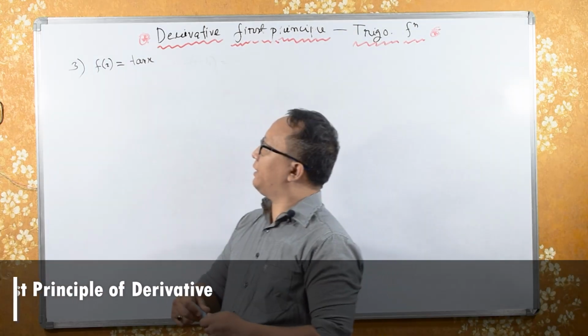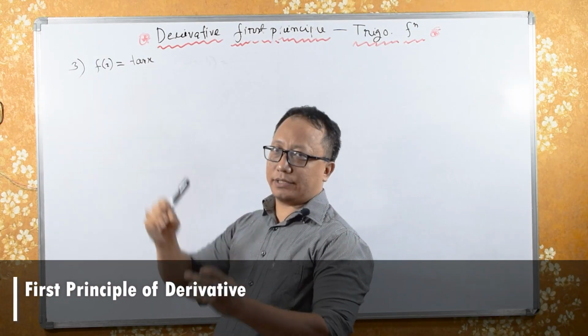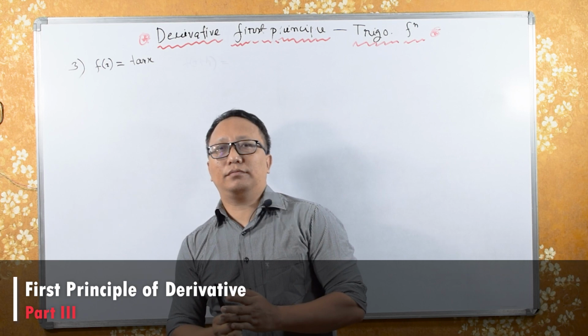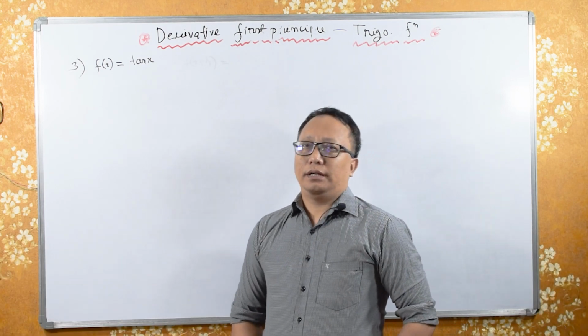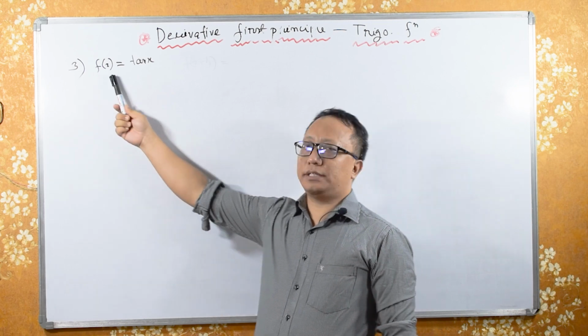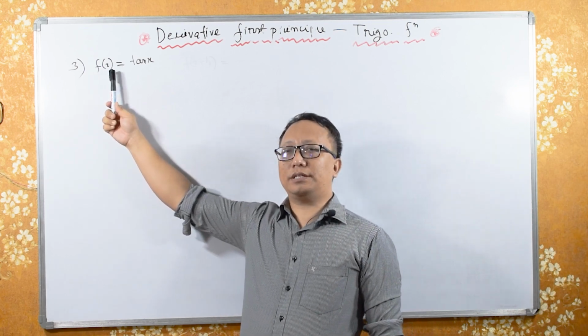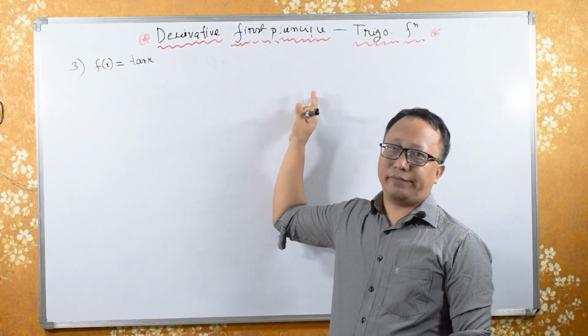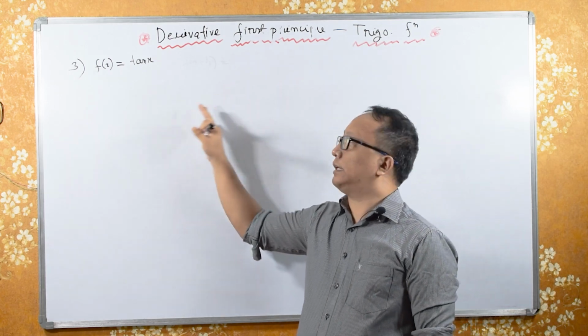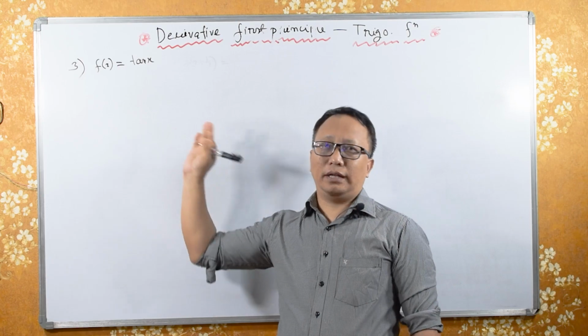Now next sum, let's solve f of x equals tan x. We have to solve this with the help of ab initio, or what we call first principle. The concept is the same. Since f of x is given, we have to find f of x plus h, and then f of x plus h minus f x upon h, then take the limit as h tends to 0. That we have to find out.